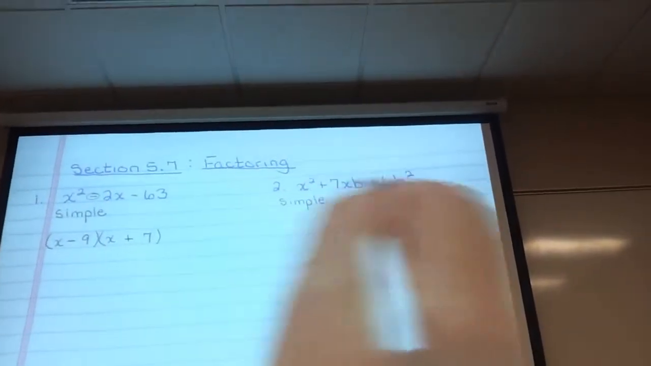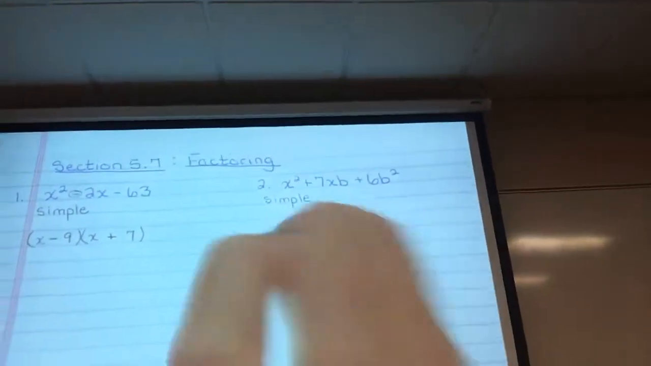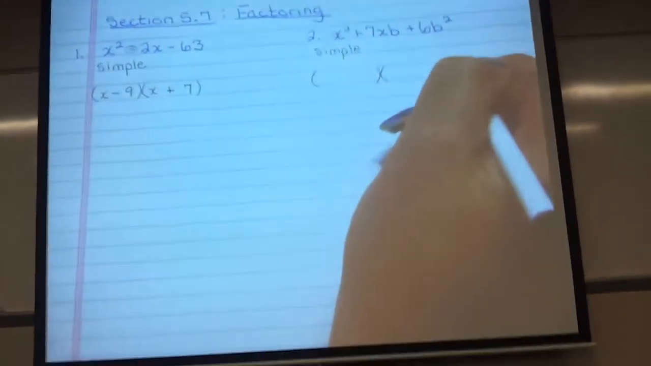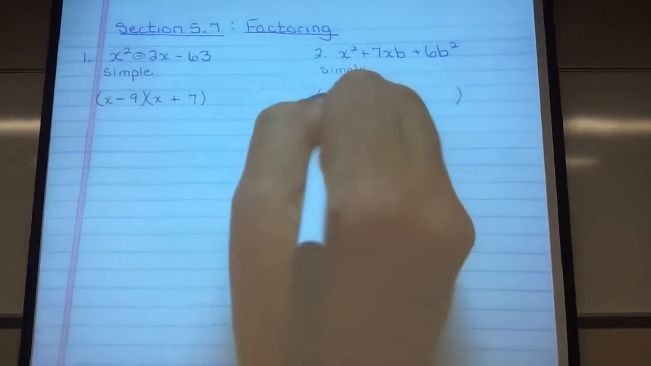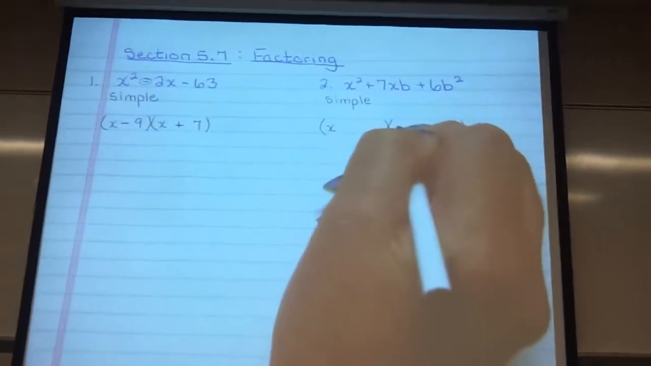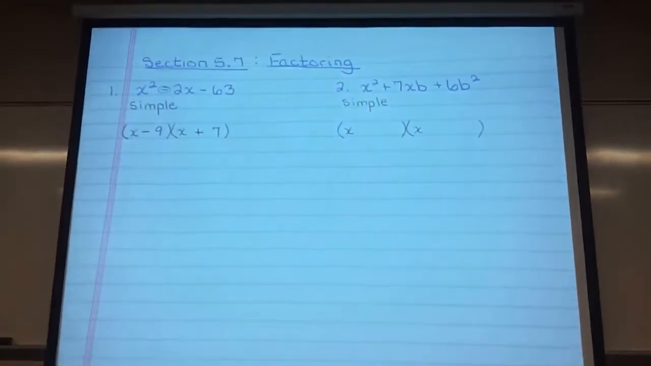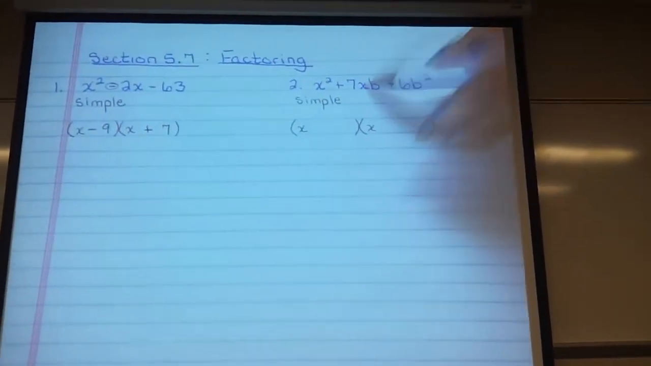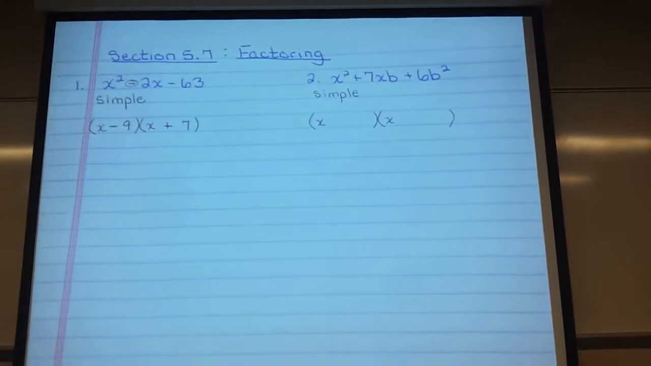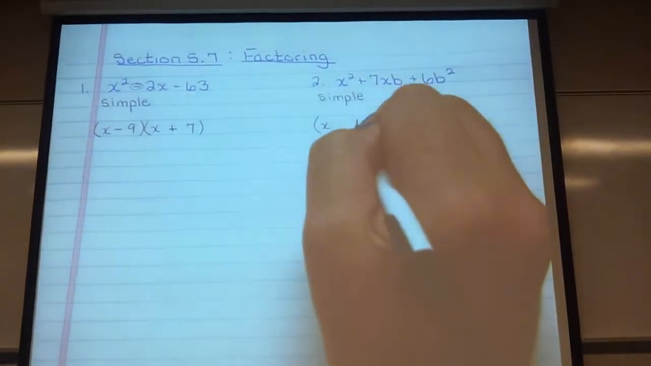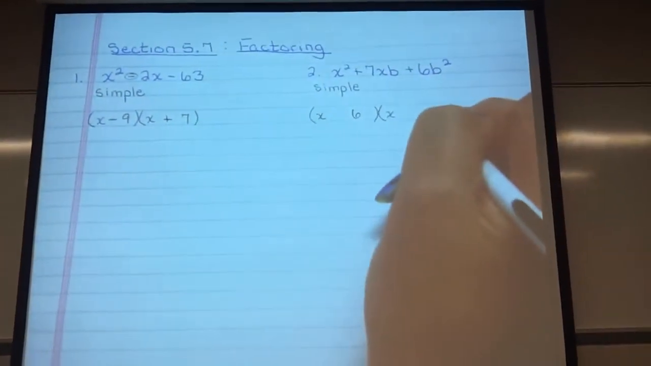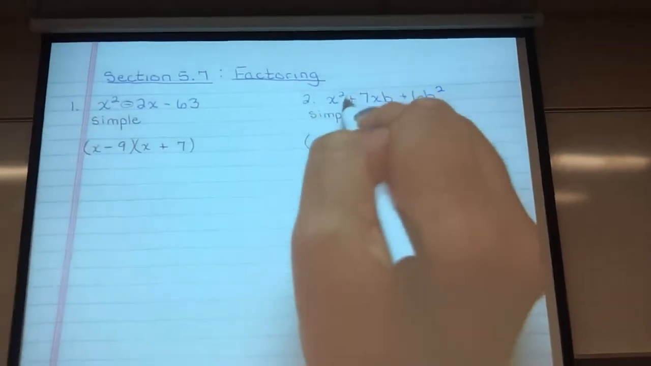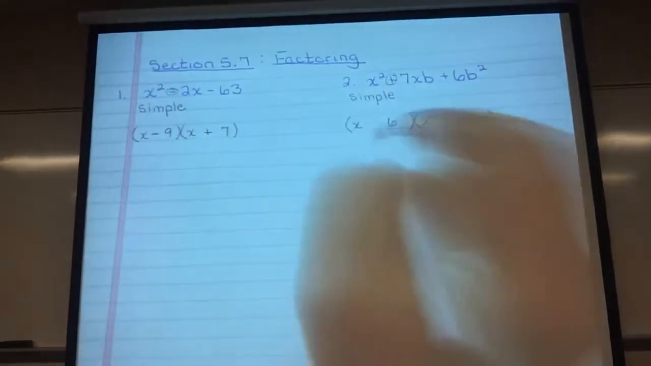Number 2 is also simple. Again, 3 terms, and there's a 1 in front of the x squared. So I'm going to make my 2 sets of parentheses. I'm putting in my x's. Now, what 2 numbers multiply to give you 6, but could add or subtract to 7? 6 and 1. Do we have to add or subtract those? Add. And if you have to add them, both of them need to be addition signs.